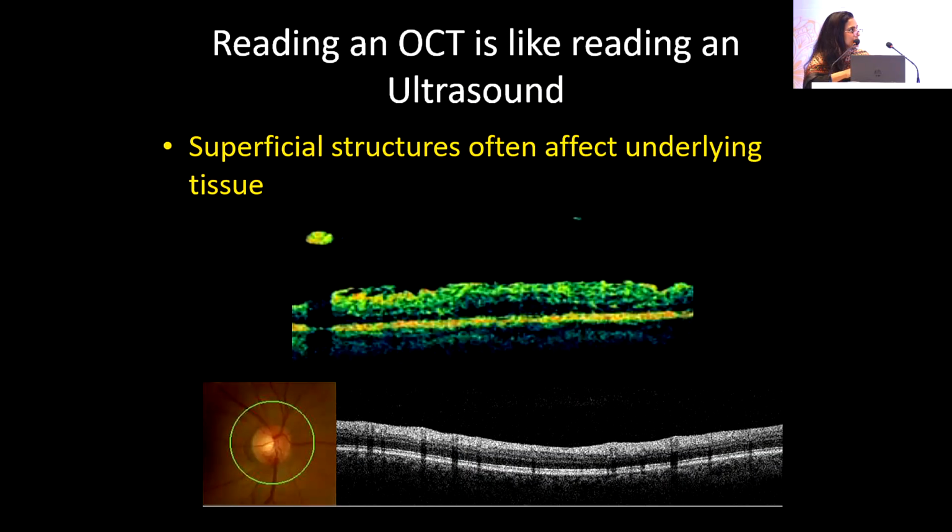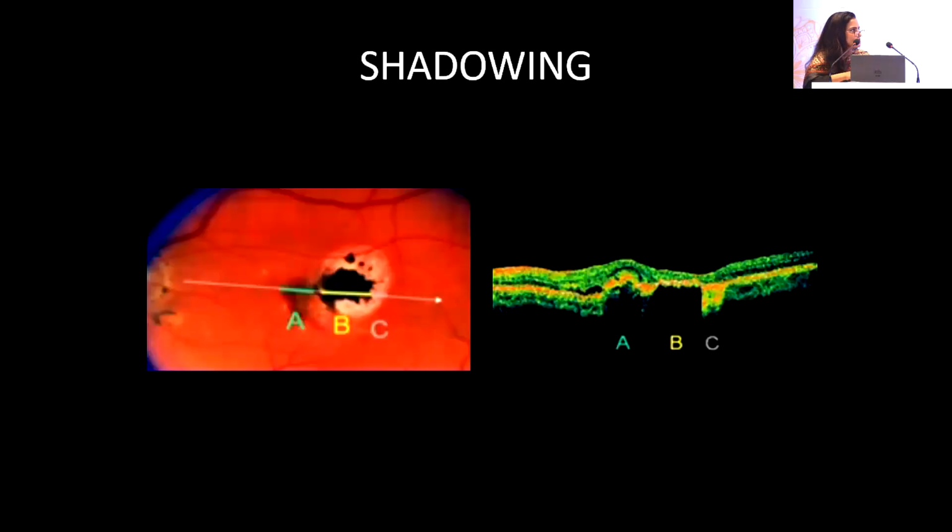Reading an OCT is like reading an ultrasound, where superficial structures will affect the underlying tissue. They cast a shadow. So here you see this structure in the vitreous is casting a shadow here. These are small vessels near the disc, so you will often see such shadows on your OCT, and these are nothing but vessels which cast a shadow. So this is again shadowing to show you. And here where there's an area of atrophy, you see the choroidal layers are more prominent. Okay? And where there's shadowing, you cannot see the choroidal layers.